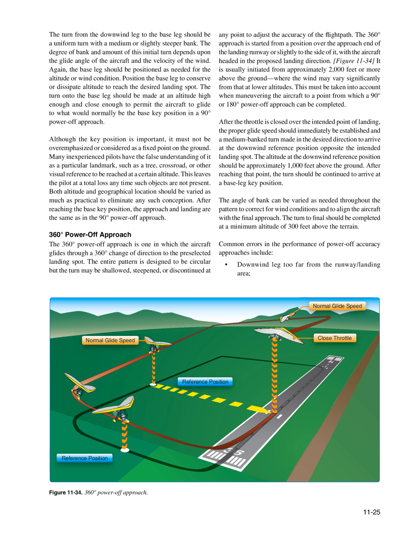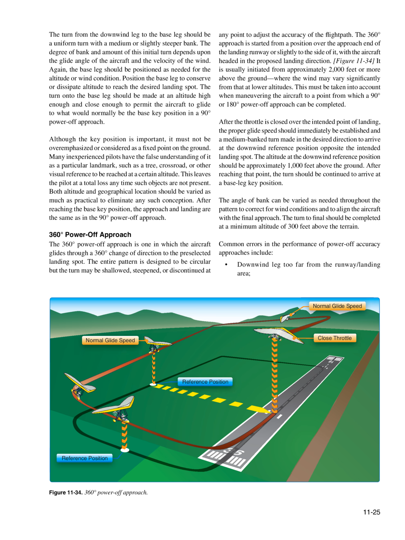The turn onto the base leg should be made at an altitude high enough and close enough to permit the aircraft to glide to what would normally be the base key position in a 90 degrees power-off approach. Although the key position is important, it must not be overemphasized or considered as a fixed point on the ground.